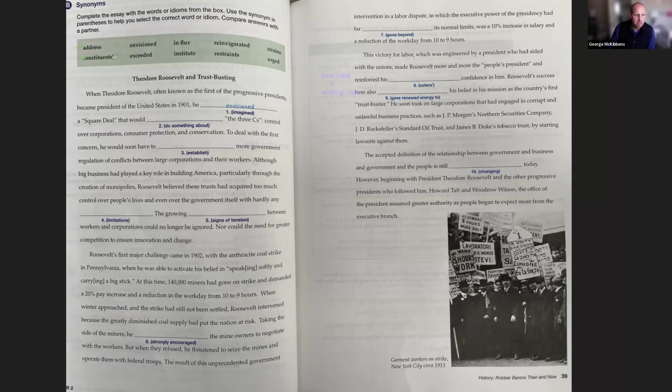Constituents. Very good. That's a tough one. So you take it slow. Constituents. Very good. Envisioned. Envision. Good. Exceeded. Exceeded. Very good.